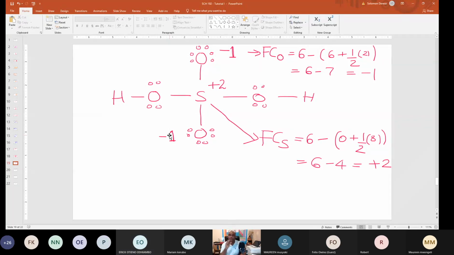But this is not the structure for sulfuric acid. If this was the structure for sulfuric acid, it would be as acidic as, for example, alcohol. You remember ethanol is acidic, but ethanol, we use it as a, what is it called?